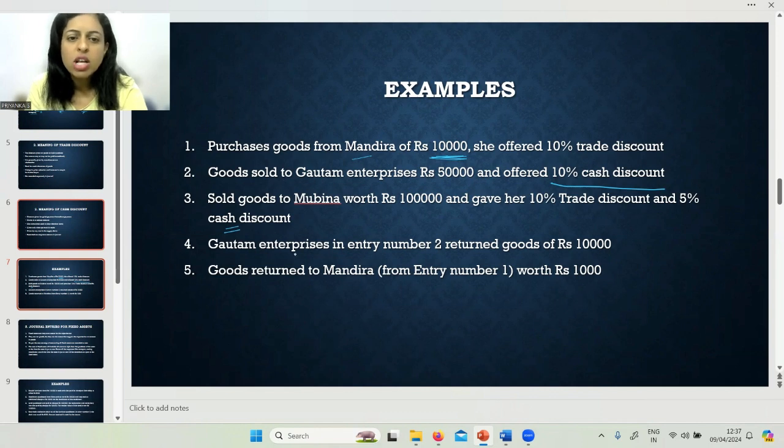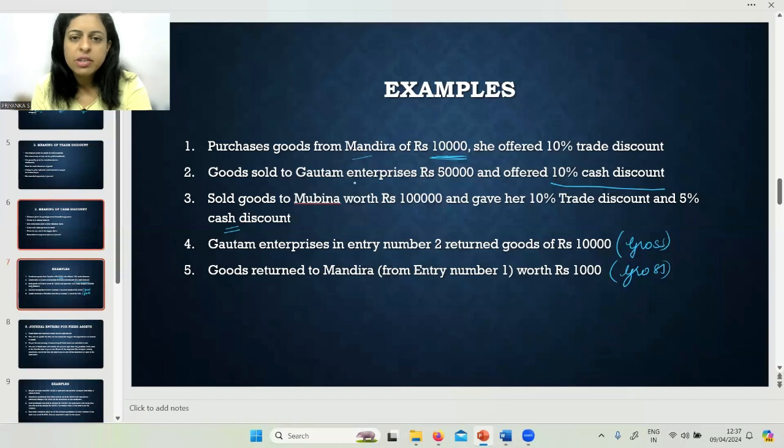Fine. The fourth transaction says Gautam Enterprises, in entry number 2, this second entry which we did, has returned goods of 10,000. Now here nothing is mentioned whether it is before cash discount or after cash discount, we don't know anything. So what I'm going to do is tell you that this amount is the gross amount, so that we know how to write the entry. Both of these I'm going to take as a gross amount.